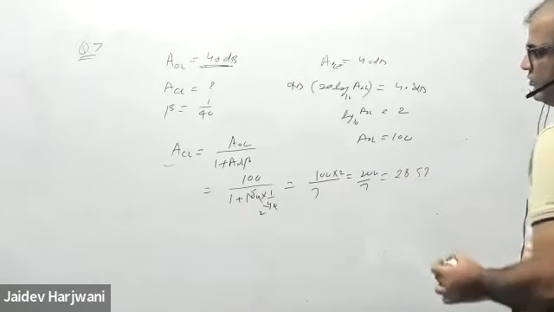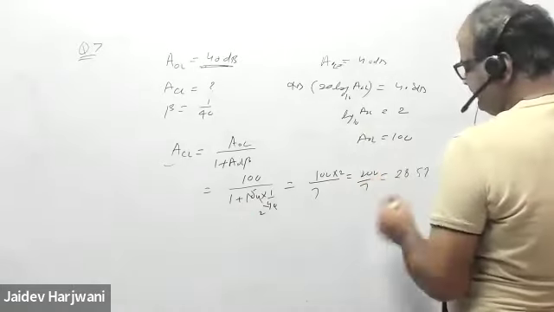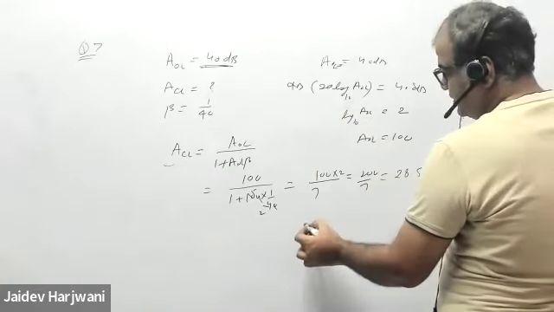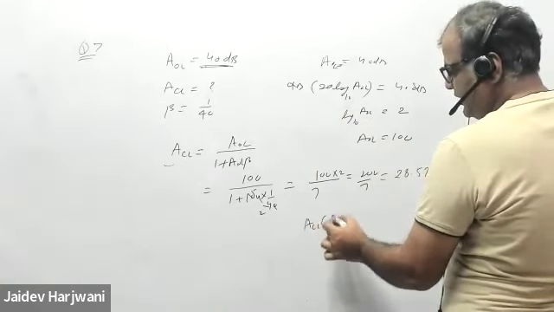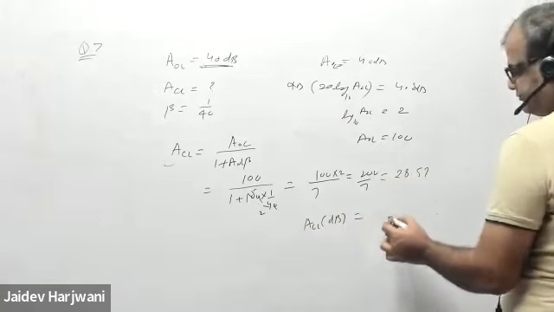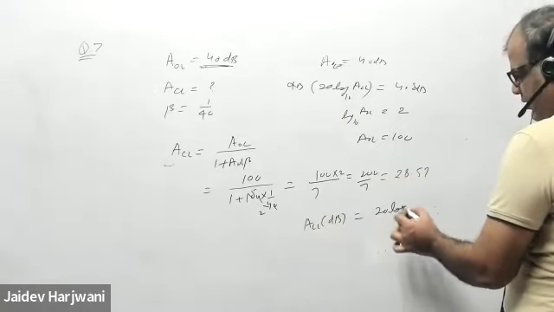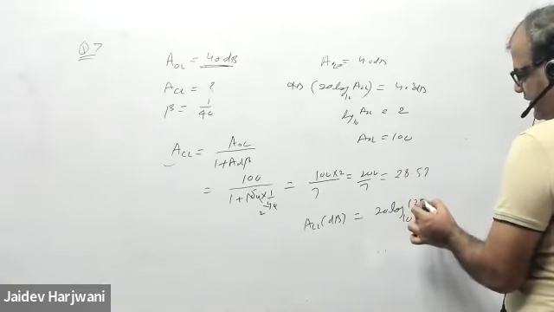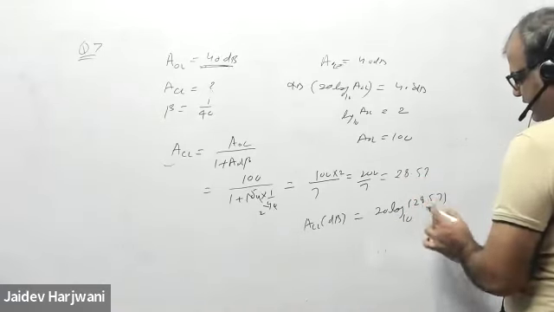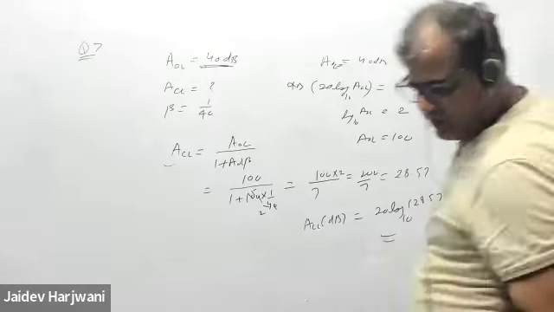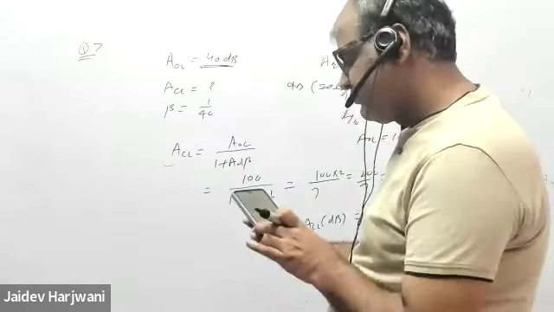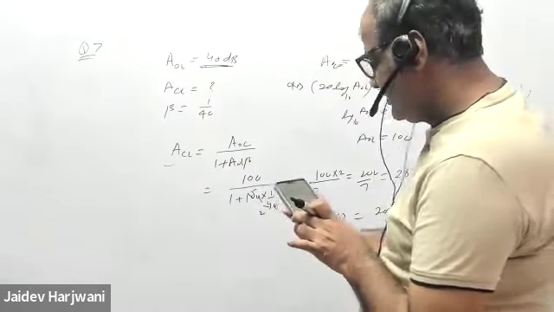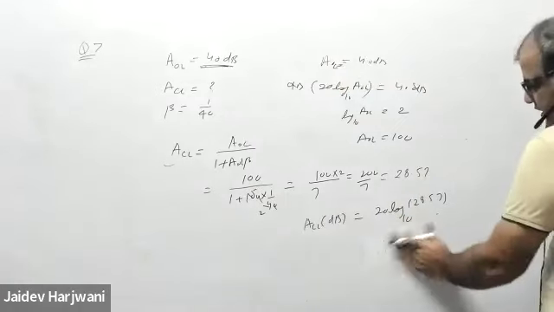Again, you have to convert this number into dB. So closed loop gain in dB will be 20 log 10 of this number, 28.57, and if you solve this one, it will almost come to 29. You solve this one, see, this will come almost 29 dB.